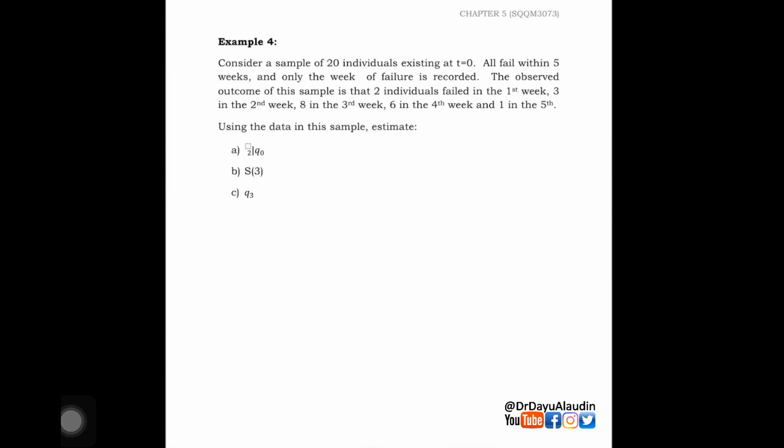How to transform the information you get from the question into the timeline. So consider a sample of 20 individuals. N is equal to 20. This time, this is for an actual study, so we will use notation for an actual study. Existing at t equal to 0, meaning that we start with t equal to 0. All fail within 5 weeks.